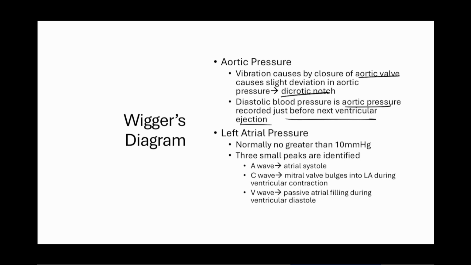Left atrial pressure, we have to look at the atrial pressure. Normally no greater than 10 millimeters of mercury. So it's going to fluctuate in those 0 to 10 pressures all the time. There are a few peaks noted with the left atrial pressure. One is called an A wave, and the A wave means atrial systole.